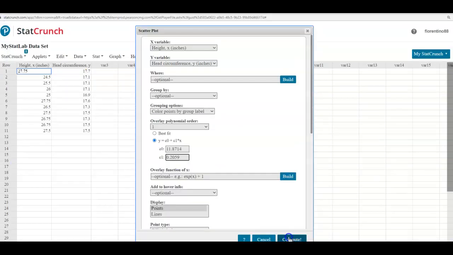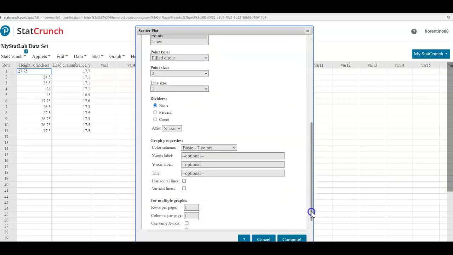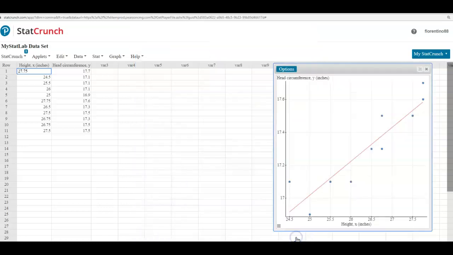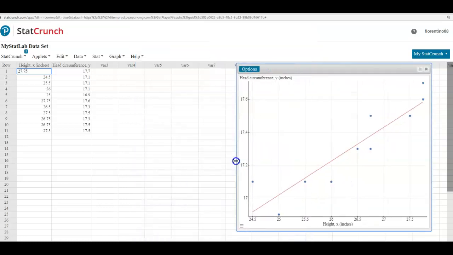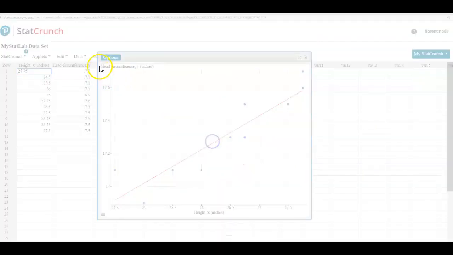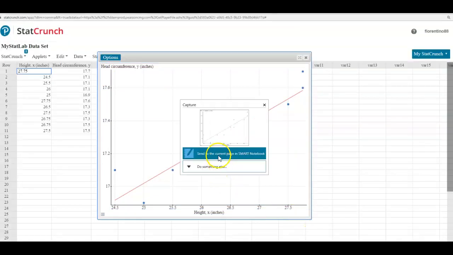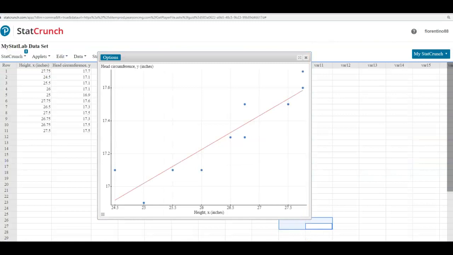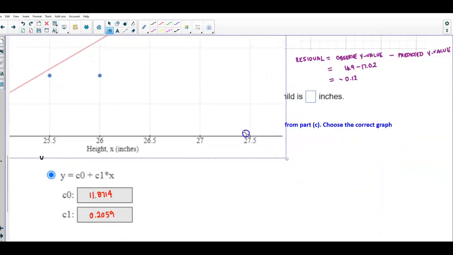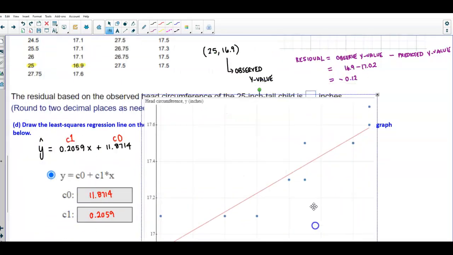Okay, and now we're going to make sure that we have our points, and we want to make sure that we have our horizontal lines and our vertical lines. And now we're going to select compute. Okay, so now let's take a look at this graph. So I'm going to copy this graph. So here is our graph.